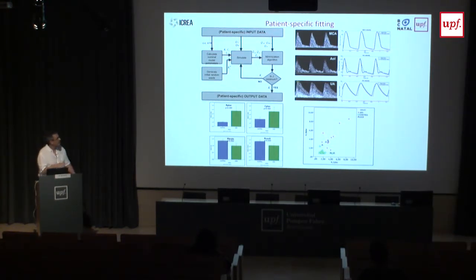This is something that we did also in a group of normal and abnormal fetuses with growth restriction. If you personalize this model, you can really extract the resistance of the placenta, for example, the resistance of the whole brain, or changes in the coronary arteries, and you see that there are changes.